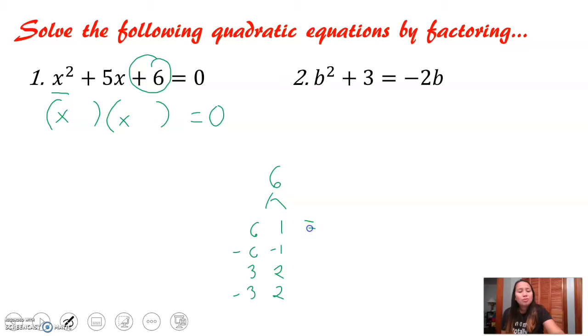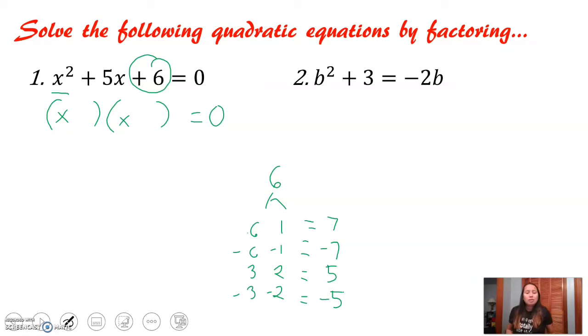What we're going to do is add them up and see the results. So we have 6 plus 1 is 7. Negative 6 minus 1 is negative 7. We have 3 plus 2 is 5. Negative 3 plus negative 2 is negative 5.